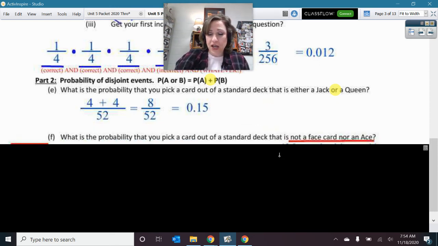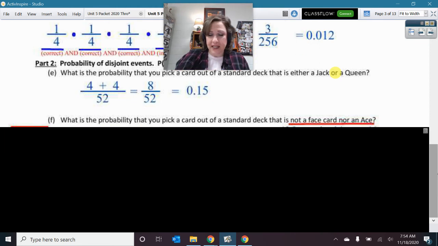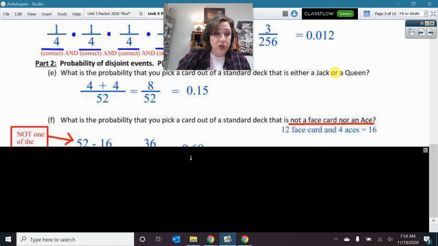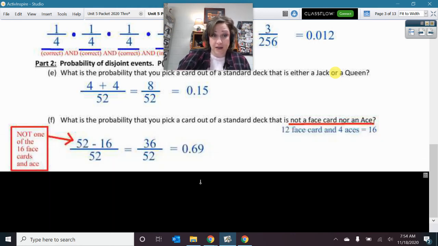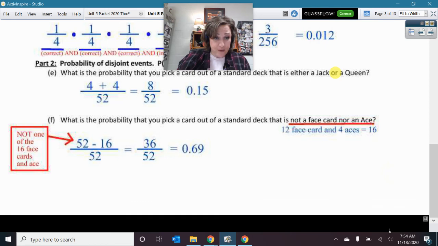See, they added. Okay, so here we have this, where it is neither a face card, so not a jack, queen, or king. So how many jacks, queens, and kings are there? 12, because there's 4 of each. And then nor is it an ace. So it's not a jack, queen, king, or ace. There's 4 of each, so that's 16. We do not want it to be one of those 16. So I subtracted away that 16, and that's how I get that 36 out of there.